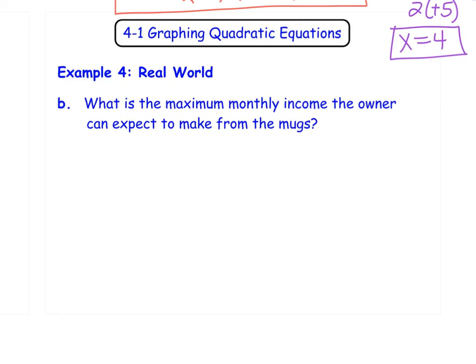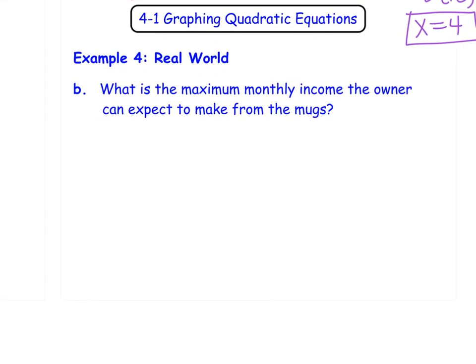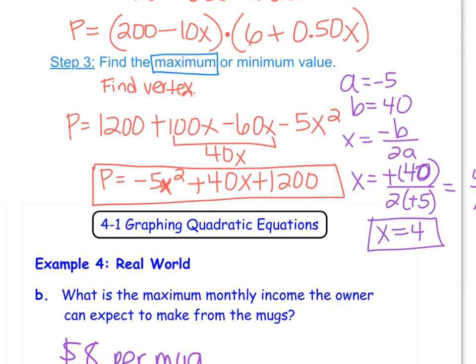And then for part B, it says, what is the maximum monthly income the owner can expect to make from the mugs? So if he does charge $8 per mug, how much money is he actually going to make from that? So there's two ways you can find this out. You can go ahead and plug in the 8 into your quadratic here. Or we can actually go back to this form of the equation. These are the same thing. They're equal, just in different forms. But if we use this form, it's easier to plug in.